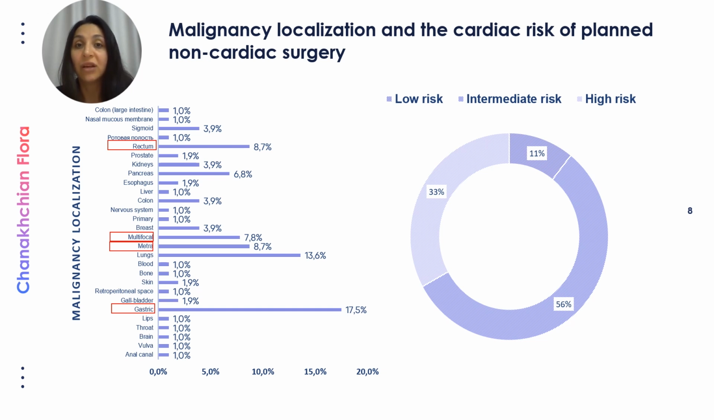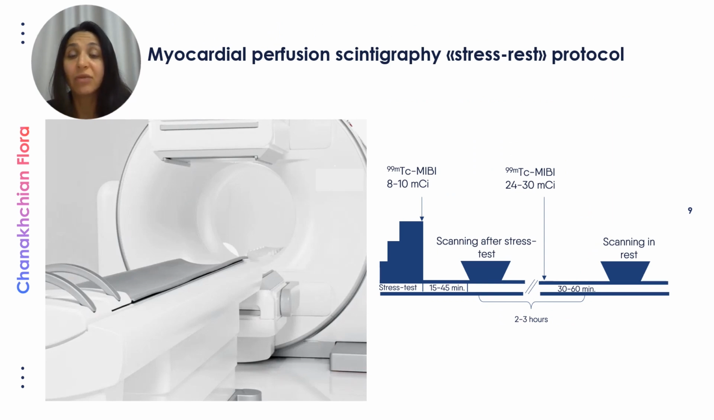According to the European guidelines on management of patients undergoing non-cardiac surgery, the risk of the surgery was estimated, and it was high in 56%, intermediate in 33%, and low only in 11%. The patients were referred to stress-rest myocardial perfusion scintigraphy via single photon emission computed tomography, SPECT, using a 2-detector rotating gamma camera before cancer treatment.